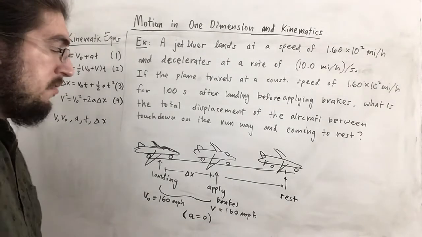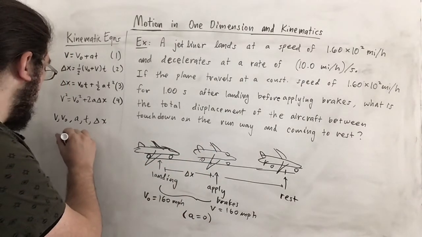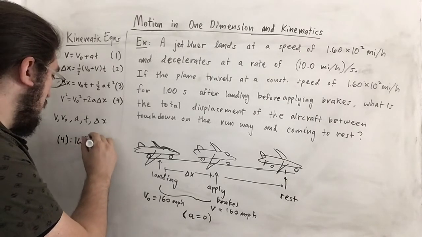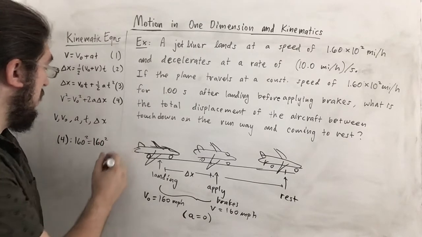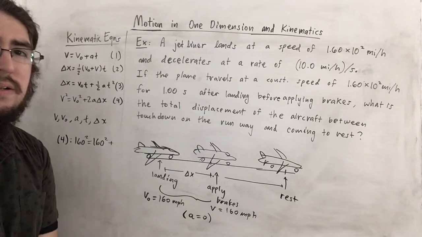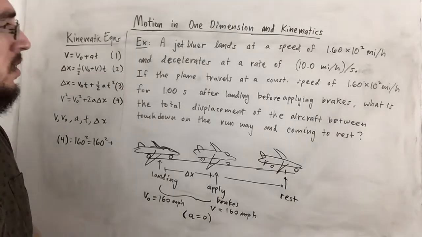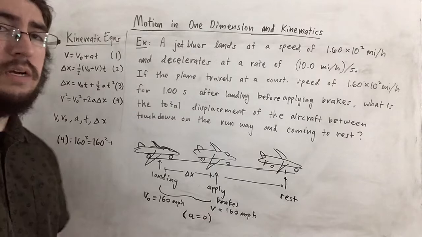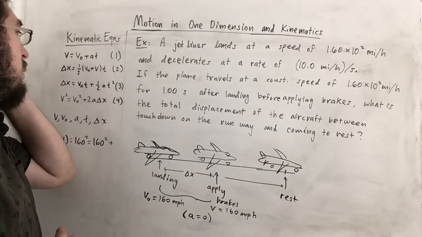So I'm going to use equation 4 with this part of the problem, which I'll write over here. According to kinematic equation number 4, we have v squared, which is 160, equals v naught squared, which is also 160 in this case, plus 2a delta x. But this actually doesn't really do us any good, because since a is 0, we just get 160 squared equals 160 squared, which is super unfortunate.